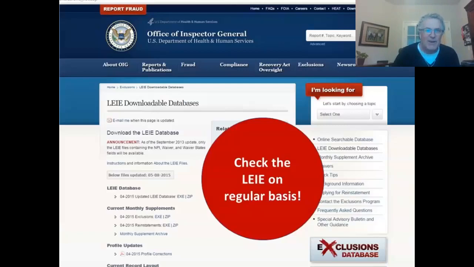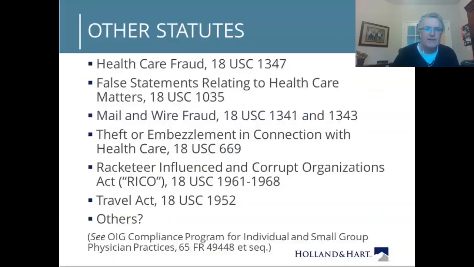I get asked all the time, how often do you need to look at the list of excluded entities? Well, the only completely safe thing to do is to look at it on a monthly basis so that you're updated with the new list. As a practical matter, you might have a little bit more time than that, but you better have a regular practice. Certainly, you need to vet all your new hires and all your new contracts through the LEIE, and periodically you need to compare your employees and contractors against the LEIE after that.